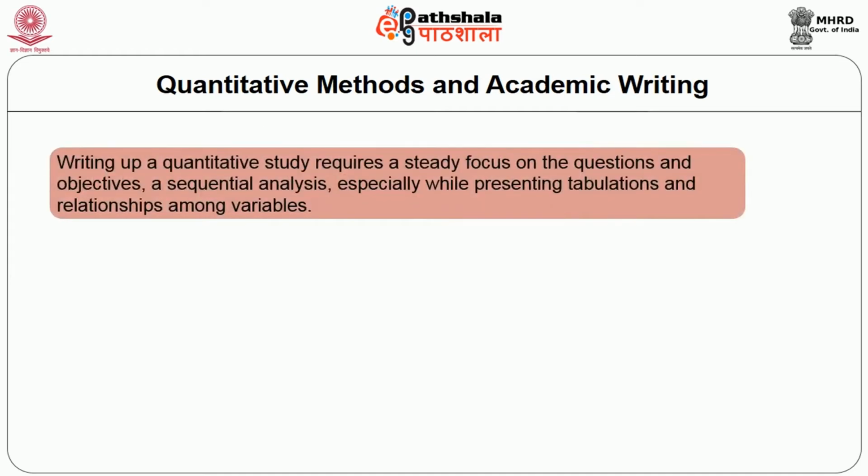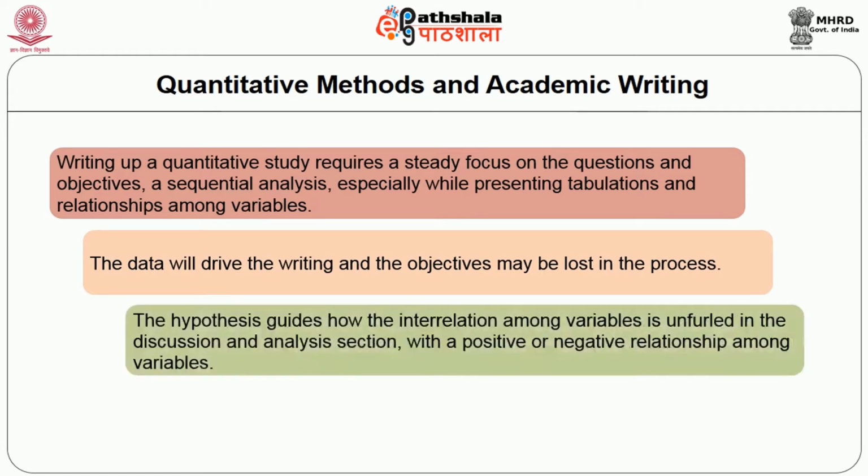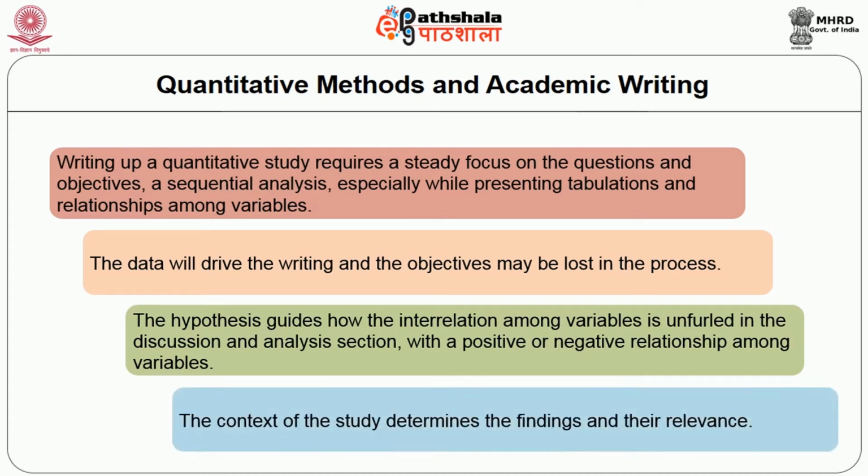Writing up a quantitative study requires a steady focus on the questions and objectives, a sequential analysis, especially while presenting tabulations and relationships among variables. Otherwise, the data will drive the writing and the objectives sometimes may be lost in the process. The hypothesis guides how the interrelation among variables is unfurled in the discussion and analysis section with a positive or a negative relationship among variables. The context of the study determines the findings and their relevance.